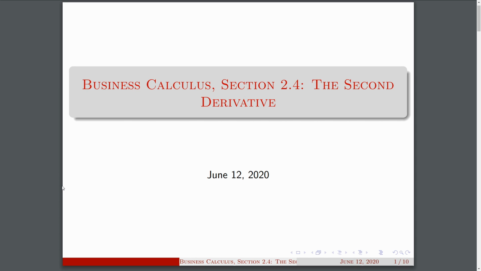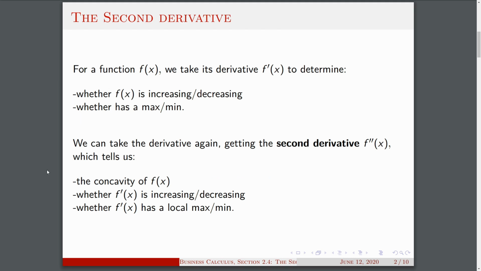Okie dokie. Let's see. Section 2.4, the second derivative. Okay, so let's continue our analysis of what's called the derivative. Continue discussing the derivative, try to understand it better, try to understand things that we didn't understand about it before, and try to take the next step. Let's get started.